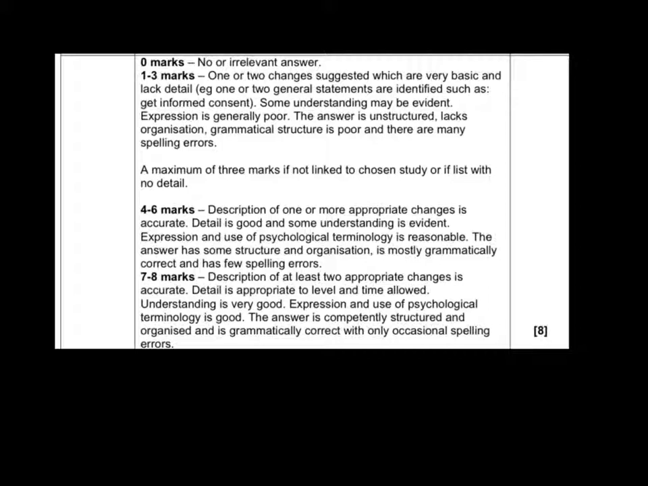And this is the mark scheme I will be using to mark it with. You can see there for 7 to 8 marks, the high band mark, you have to have 2 changes. So if you only have 1 change, you'll see there that you fall into the 1 to 3 or 4 to 6 mark band. So obviously you want to get into the top one, so you need 2 changes. And you need to use psychological terminology, and it has to be well organised and grammatically correct, and obviously with supporting evidence from your study.